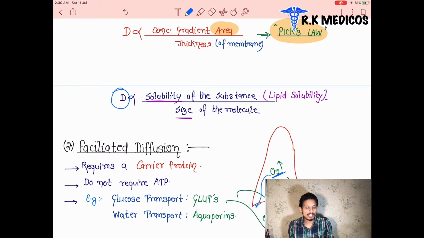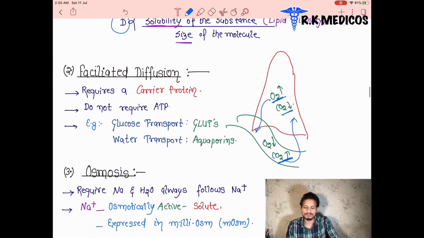It means more lipid soluble, more diffused. The more lipid solubility of any molecule, the more it passes through the membrane. And as the size increases, the diffusion is less. So this is all about the relationship between them. After that we can see the second part, that is facilitated diffusion.